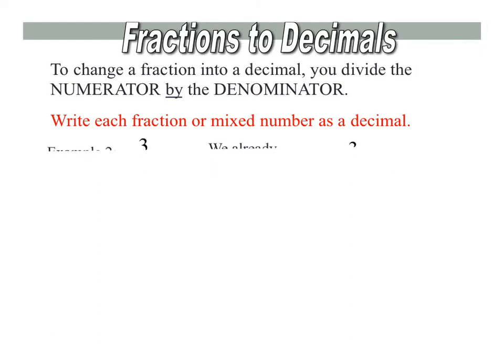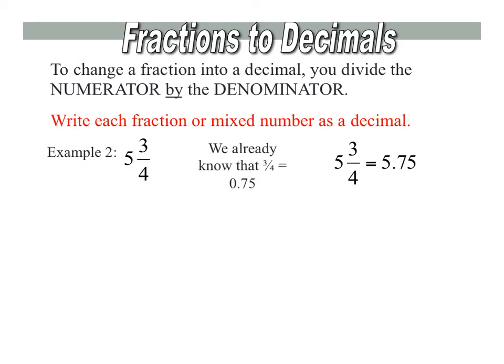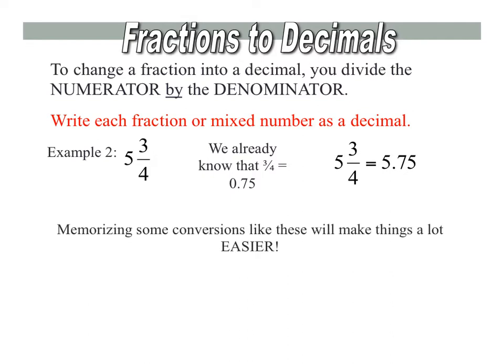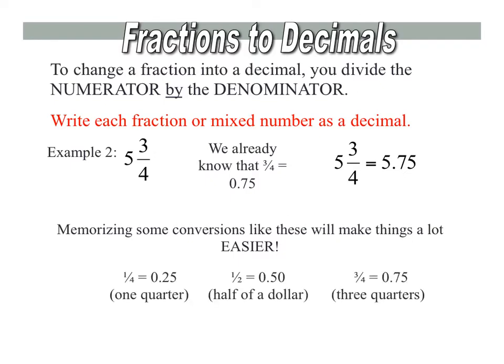If you have a mixed number that you are asked to change into a decimal, for example, 5 and 3/4, you may already know that 3/4 is really 0.75. So 5 and 3/4 is 5 and 75 hundredths. Memorizing some of these conversions makes things a lot easier because you work with them often. Like a quarter is 0.25. A half is half a dollar, which is 0.50. 3/4 is 0.75.